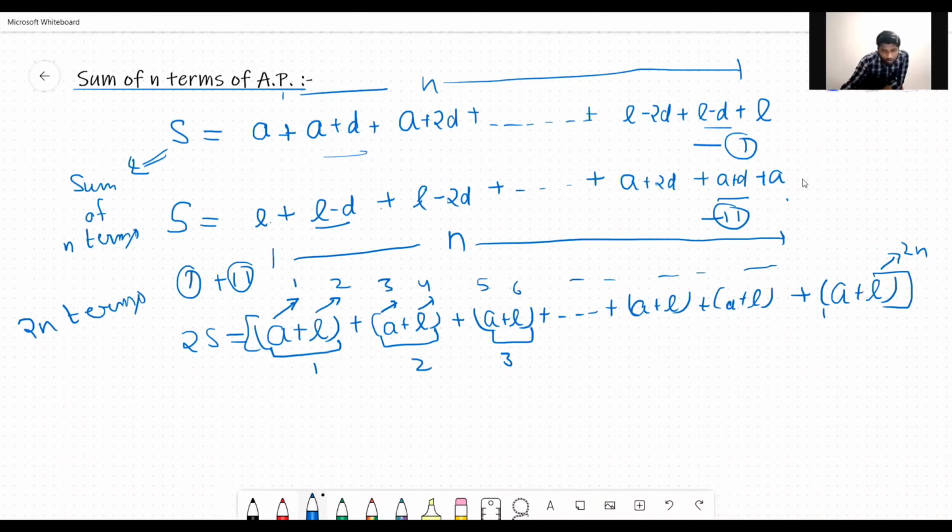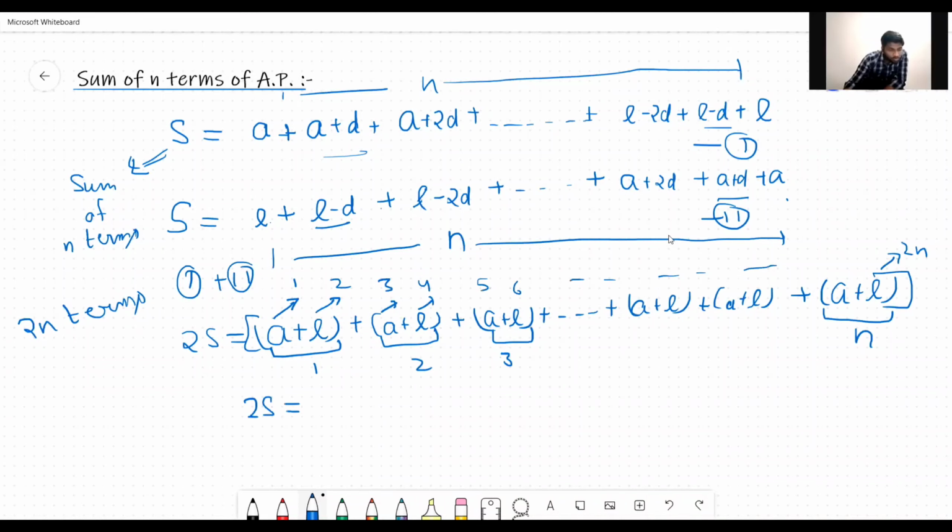And now this will give you 2n by 2, n terms, because we have just paired them. We have made the pair of two, A and L. We are counting it as one. So what will it give you?